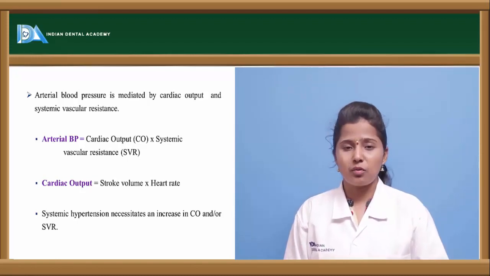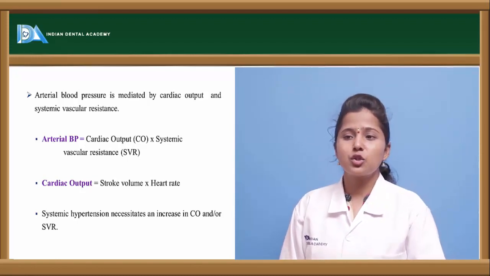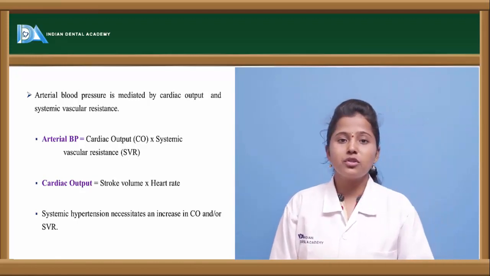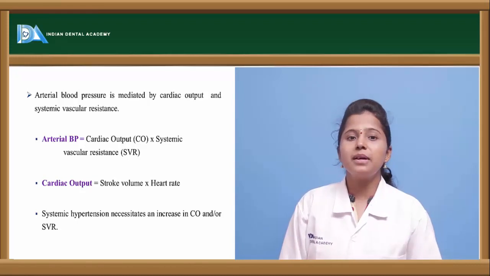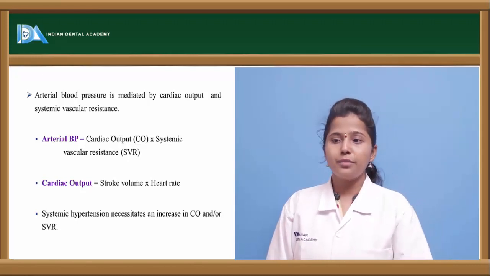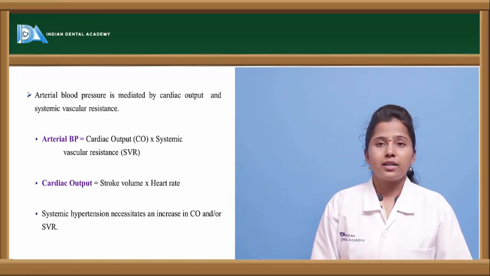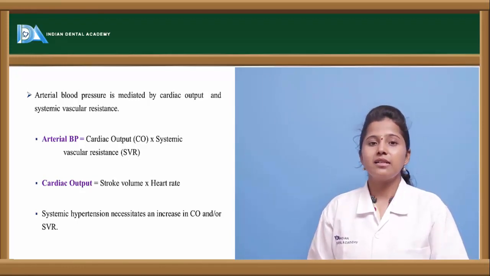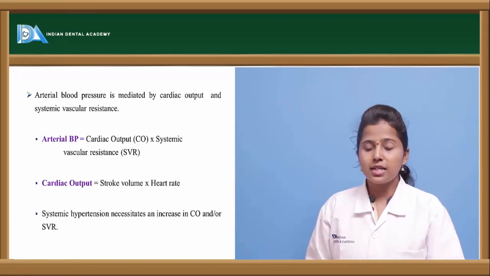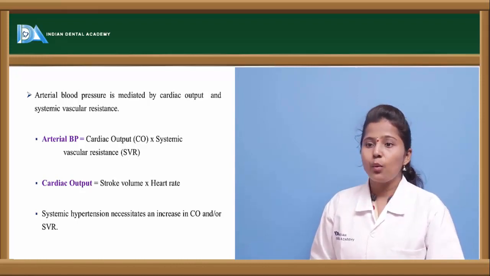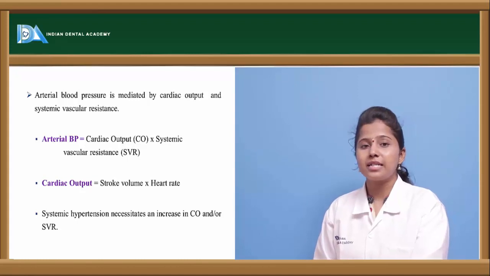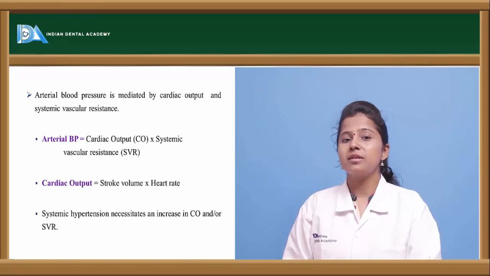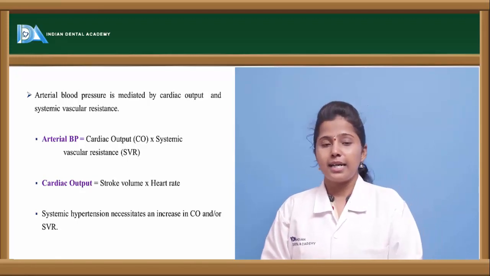What is cardiac output? Cardiac output is nothing but stroke volume times heart rate. Stroke volume is the volume exerted by the heart, and heart rate is the number of beats of the heart. When these two parameters are multiplied, the result is cardiac output. Normal heart rate is 72 beats per minute. So at 72 beats per minute, whatever volume is exerted by the heart is called cardiac output.